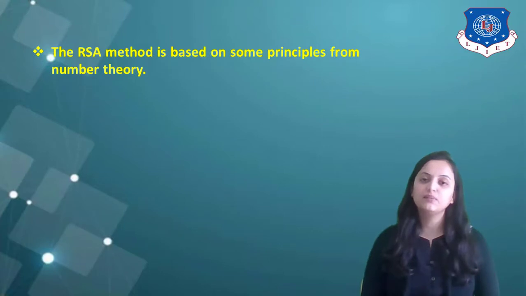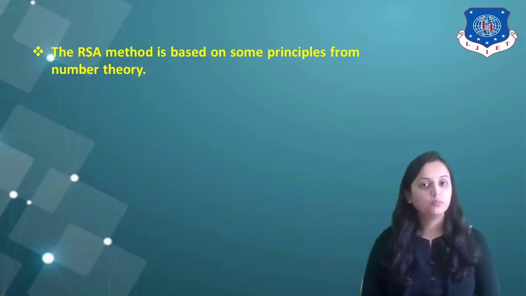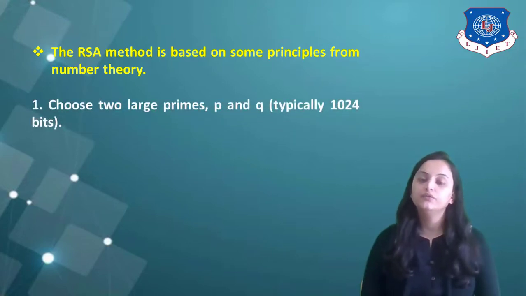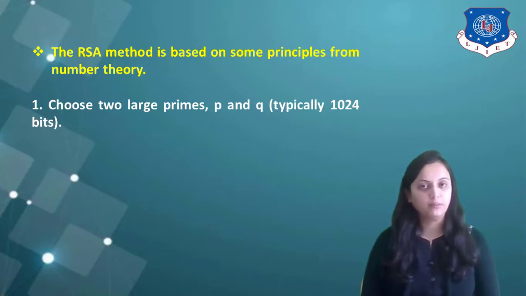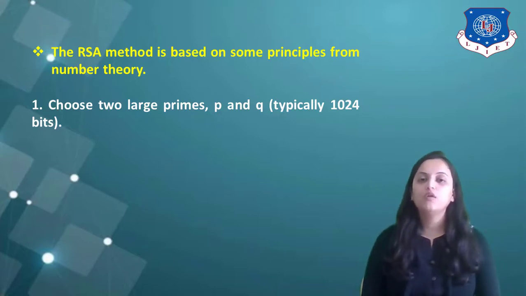Now, the RSA method is based on some principles from number theory. That means here we need to use prime numbers, multiply them, and perform some operations on them. So how it works, let's see. First step is to choose two large prime numbers. Let us denote them with P and Q. These should typically be of 1024 bits. So the first step in this algorithm is to select two large prime numbers.